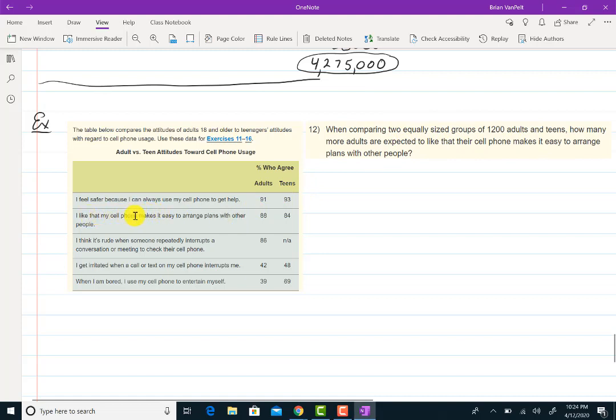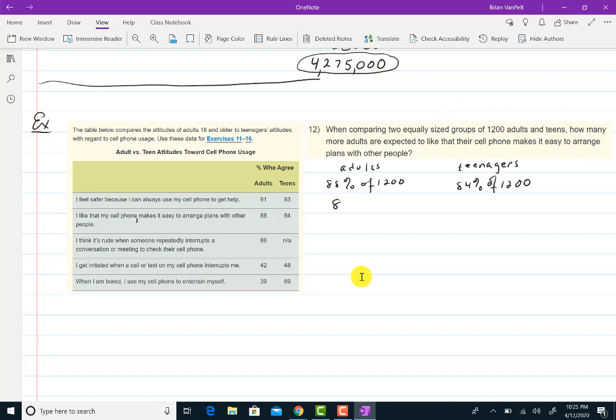So let me see. I like my cell phone. Makes it easier to arrange plans with other people. Well, you know what? They need a comma in there. Anyways, 88% of adults believe this, and only 84% of the teens believe this. So we have 88% of 1,200 are the adults. And then for the teenagers, it was 84% of 1,200. So let's do these multiplications.